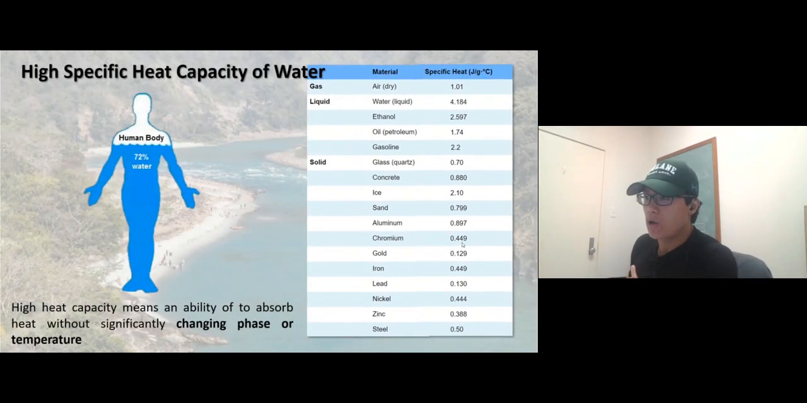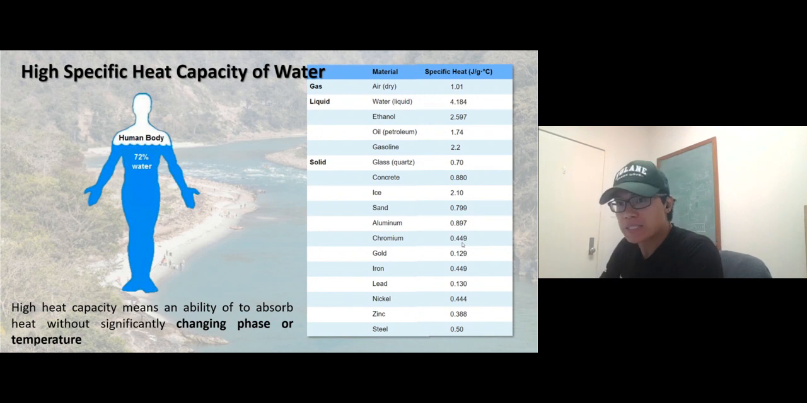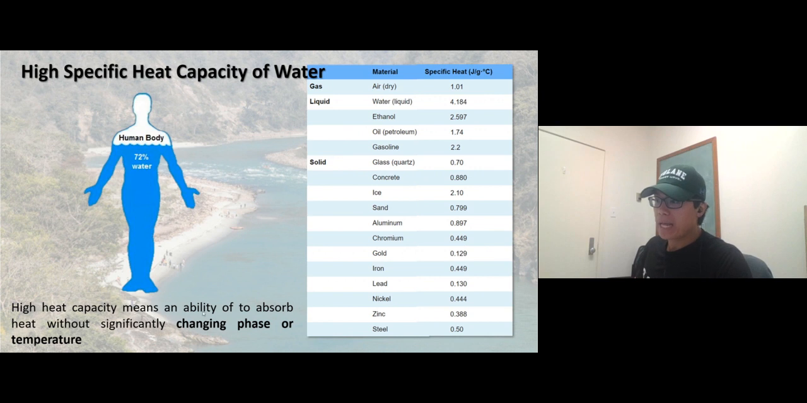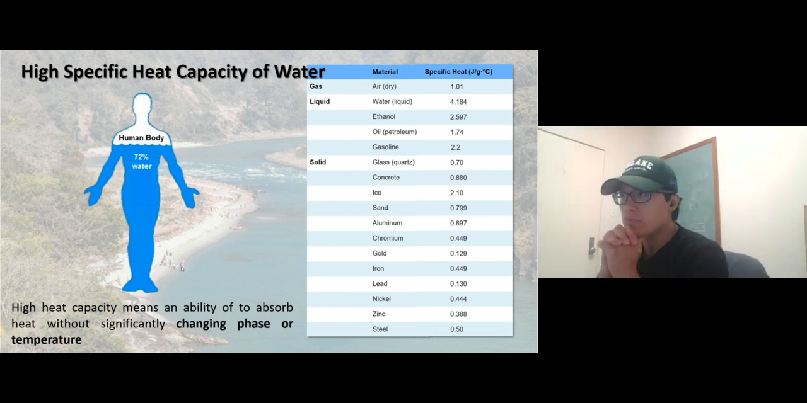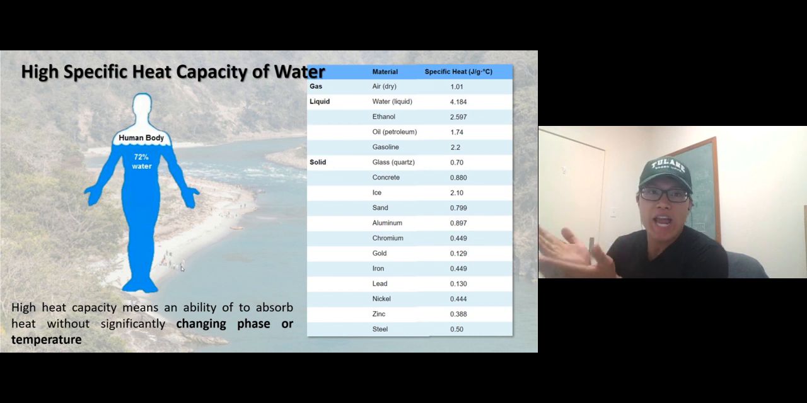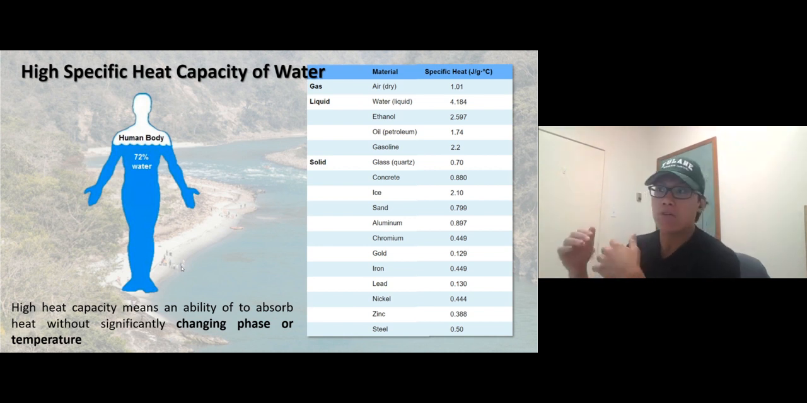So something that you should know. Water has a very high specific heat capacity, right? High heat capacity means an ability to absorb or release heat without significantly changing phase or temperature. Imagine this: if water had low specific heat capacity, when, let's say, the temperature in a day changes a little, water either vaporized or froze right away, right? Can you imagine?